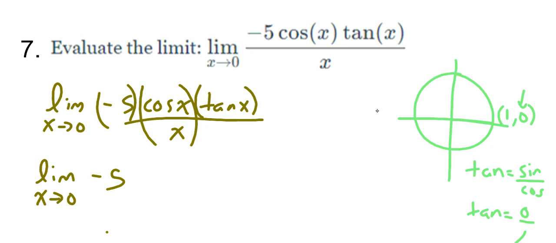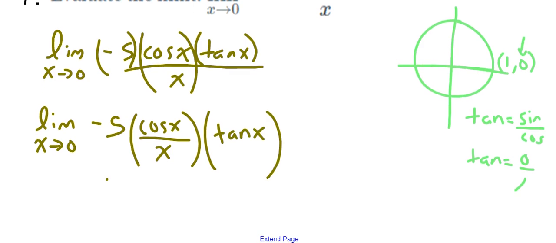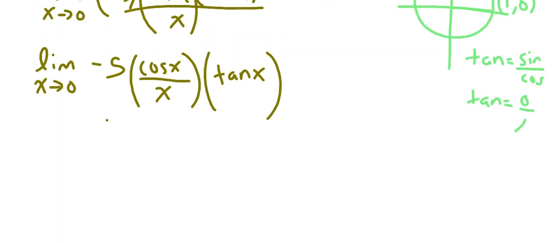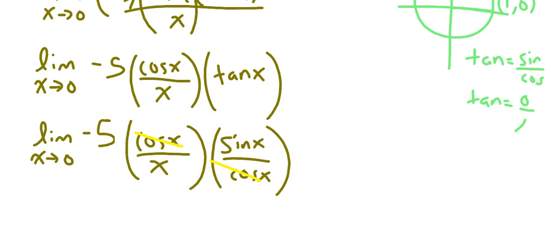So I'm going to have negative 5 times cosine x over x times tan x. You don't have to break it up this way, but for my next step, you have to figure out how to make that work. Let's rewrite the limit to remind ourselves we're in a limit problem. I'm going to rewrite the negative 5, but I'm going to take that tan and write it as sine x over cosine x. And when we do that, that is great. Our cosine x's cancel out.